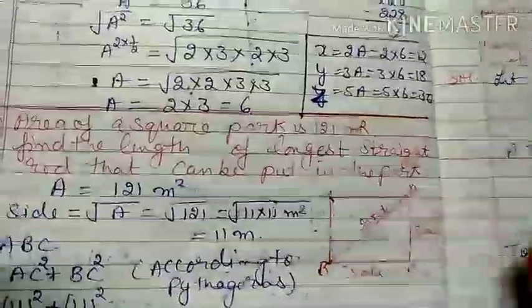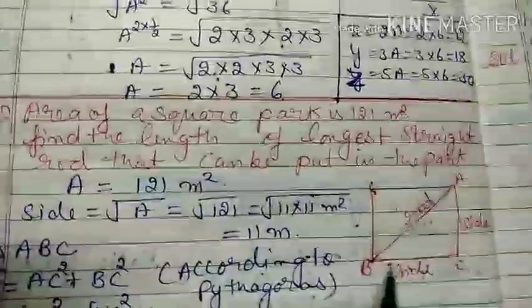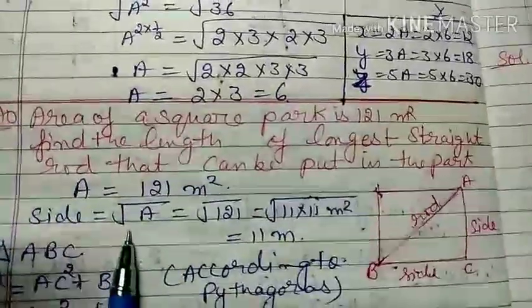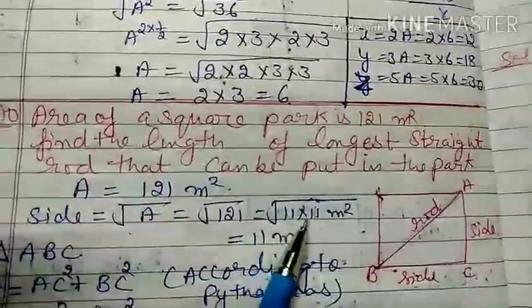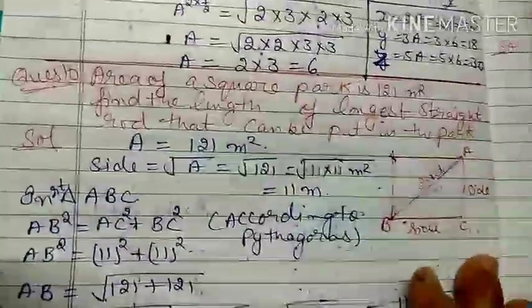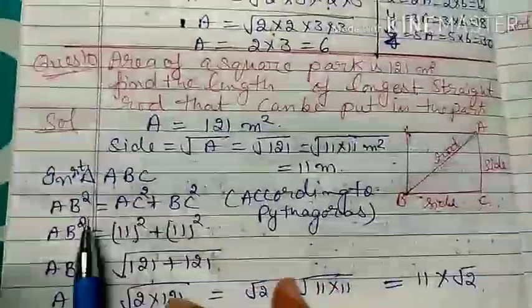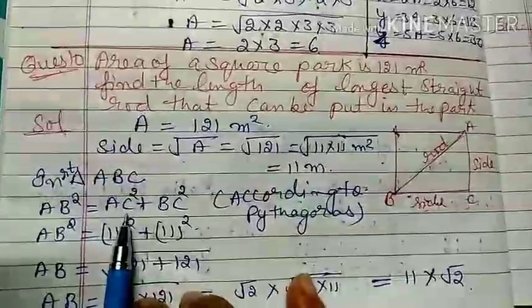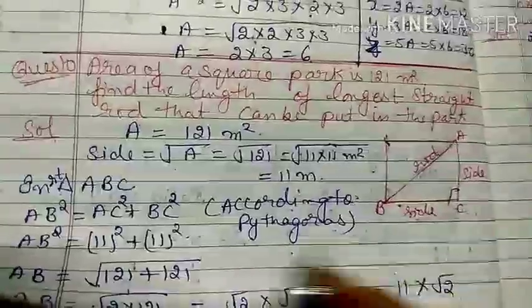So diagonal will be considered as your longest rod. So this way we have to find the length of the longest rod, but before that we must find the side of this square. Side is equal to square root of area, that is square root of 121, a pair of 11, and we pick only one number from the pair, so that is 11 meter.